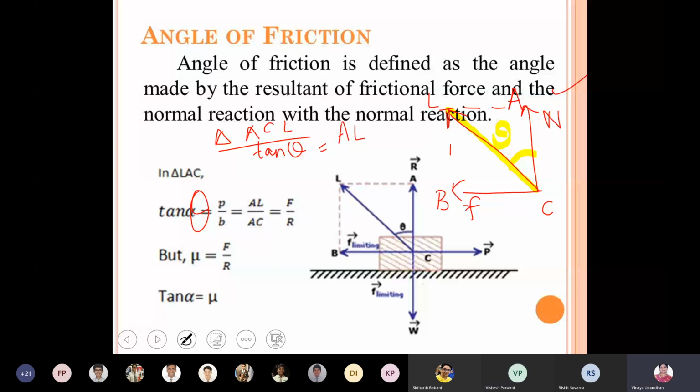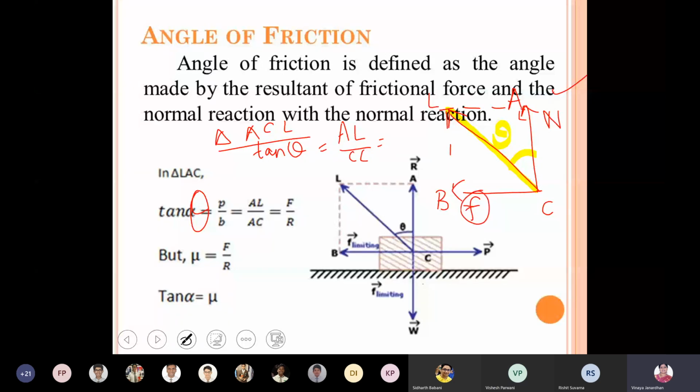Look at this triangle, which I've drawn separately. So in triangle ACL, what will be tan theta? Which is your opposite side for this right triangle? AC, okay. Opposite side divided by hypotenuse. Hypotenuse is CL. Okay, fine.